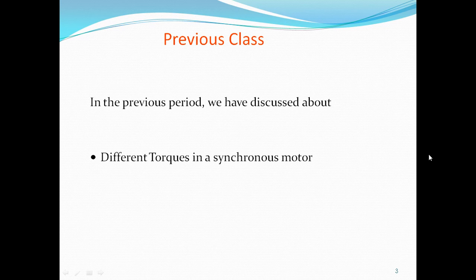The torque available when the motor comes out of synchronism is called pull out torque, or the torque available when alpha is equal to 90 degrees is also called pull out torque. So we have four torques we covered in the last class: starting torque, pull in torque, running torque, and pull out torque. And we derived and did the problems on torque also.